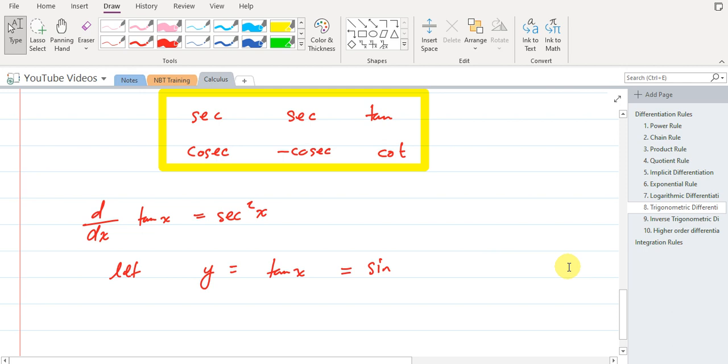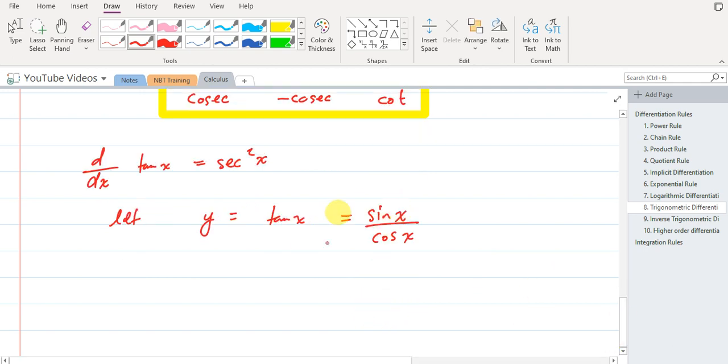We know that tan x is actually sine x over cos x. So sine over cos is in the form f over g, so we can't forget about the quotient rule. If you have not watched the video on quotient rule, make sure to check the link in the description box just below this video, and that will take you to the quotient rule and you can learn it from there. So the quotient rule says f prime g minus g prime f over g squared.